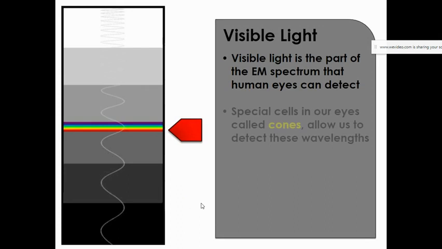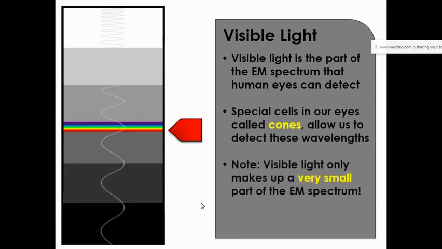So let's move on to visible light. Visible light is the type of light that we can see with our eyes. It's a very narrow portion of the electromagnetic spectrum. Special cells in our eyes called cones allow us to detect color. And visible light only makes up a very small portion, like I said.